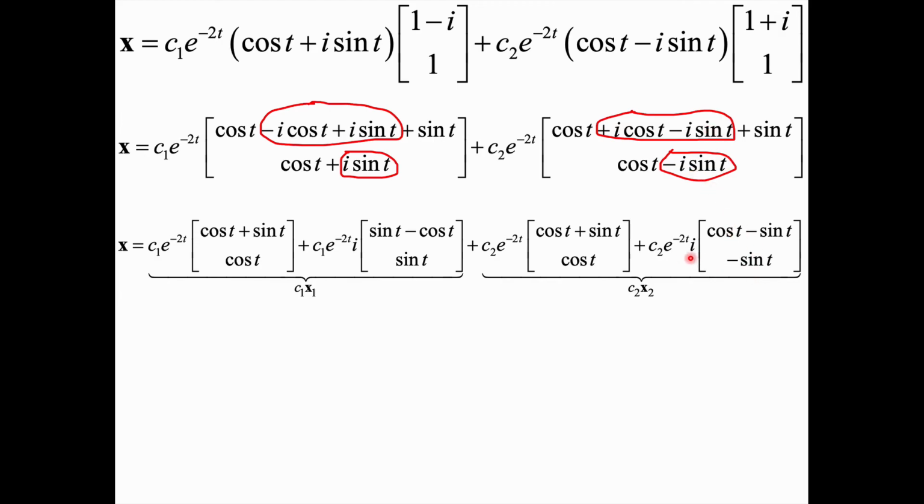Notice the i is on the outside. And the real stuff that I didn't circle all comes together. Here we'll call that C2 times x2 vector. Right? So looking at this, can we tell what the real solution would be?